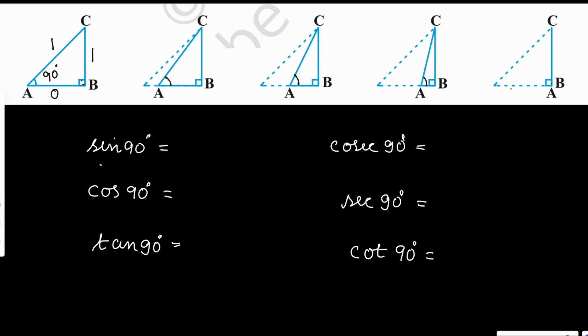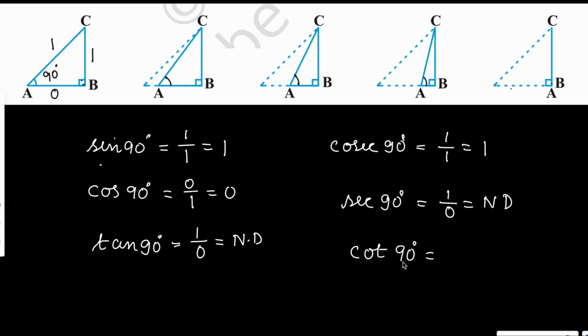Now we'll write all the trigonometric ratios of 90 degree. Sine 90 is equal to opposite by hypotenuse, that is 1 by 1, which is equal to 1. Cos 90 is adjacent by hypotenuse, 0 by 1, which is equal to 0, and tan 90 is equal to opposite by adjacent, that is 1 by 0, which is not defined. Then cosecant 90 is the reciprocal of sine 90, that is 1 by 1, which is equal to 1. Secant 90 is the reciprocal of cos 90, 1 by 0, which is not defined. And cot 90 is 0 by 1, that is equal to 0.